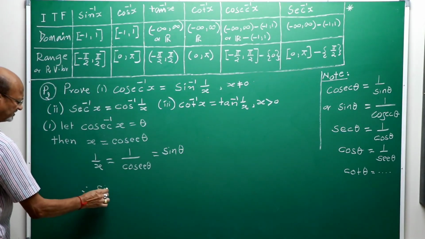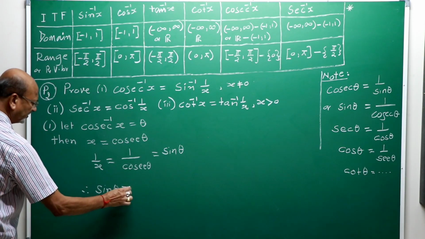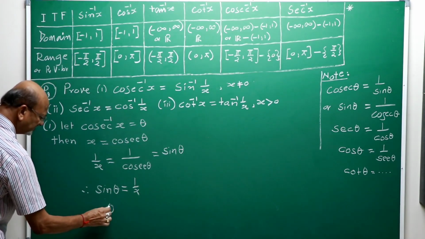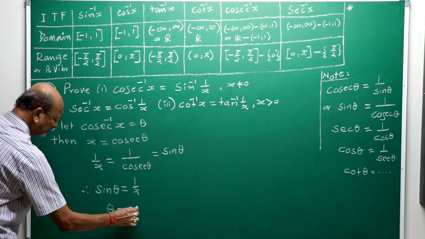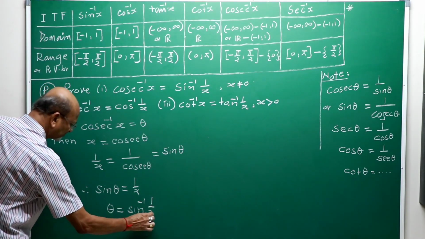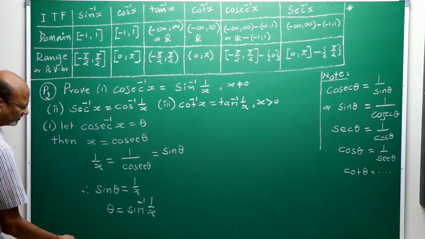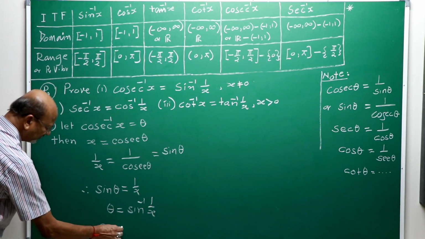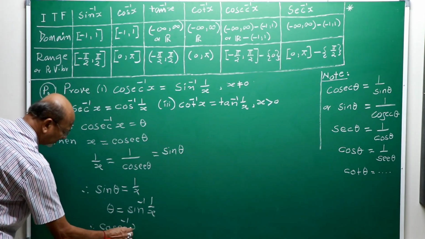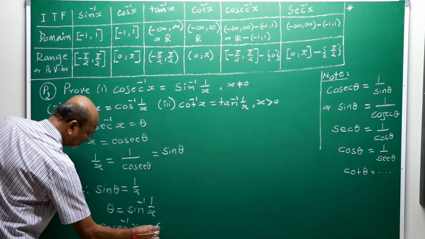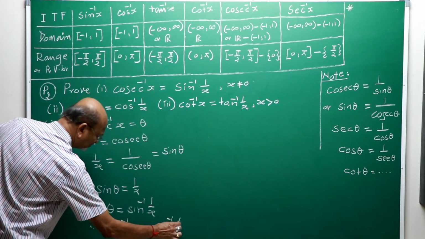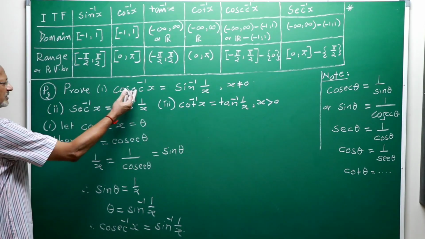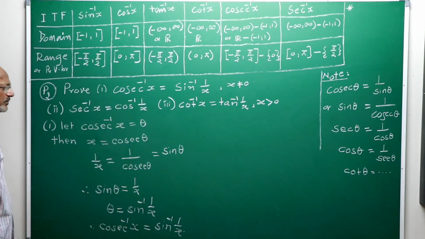Therefore, sin theta is 1 by x. Then what is theta? Take that side: sin inverse 1 by x. But what is theta? Cosec inverse x. Therefore, cosec inverse x equals sin inverse 1 by x. Yes, my friend, this is the first: cosec inverse x equals sin inverse 1 by x.